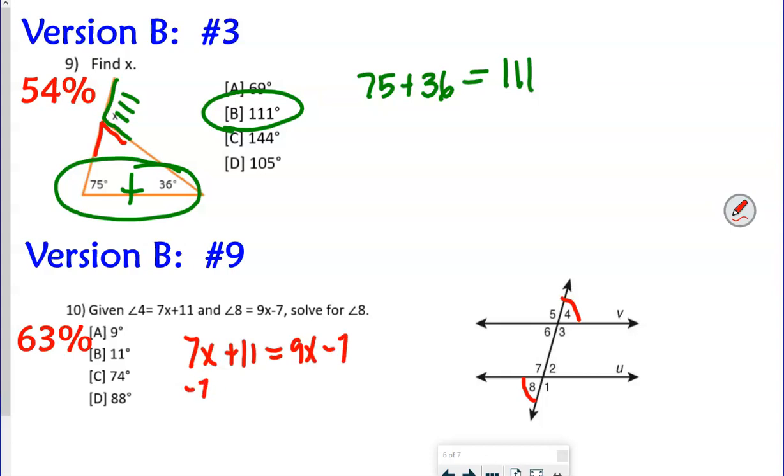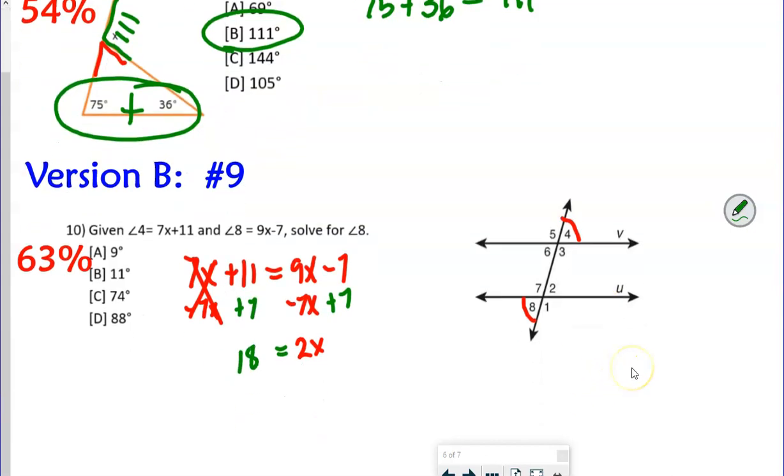So we're going to subtract 7x from both sides. That's now gone. So now we got 2x over here. And we're going to add 7 to both sides. So that's going to be equal to 18. So we're now going to divide both sides by 2, right? So x is equal to 9. But is that what the question asked for? Because the most chosen wrong answer was indeed A.